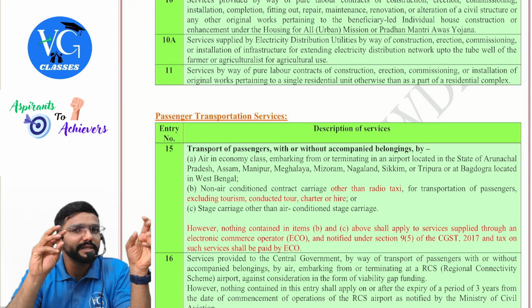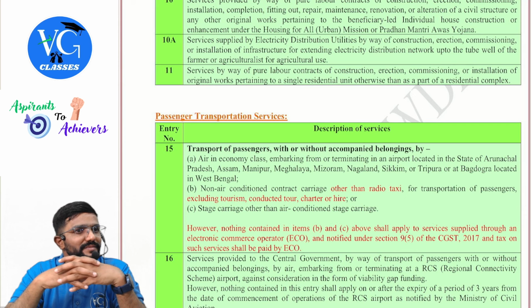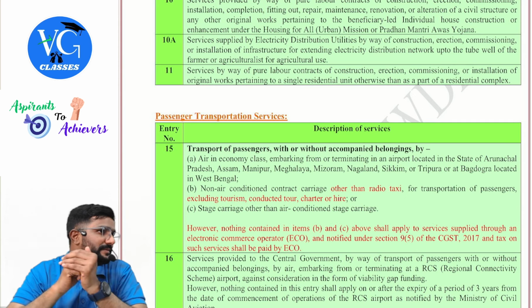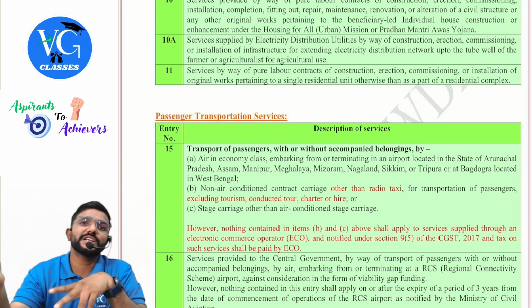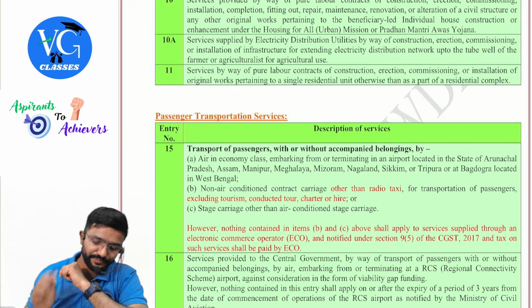Please be careful. Here, exemption is available only for pure services for single residential unit. It means I am getting my own house constructed through a contractor. Sir, what if it is a residential complex, flats, apartments and all? Is it exempt? No, it is not.